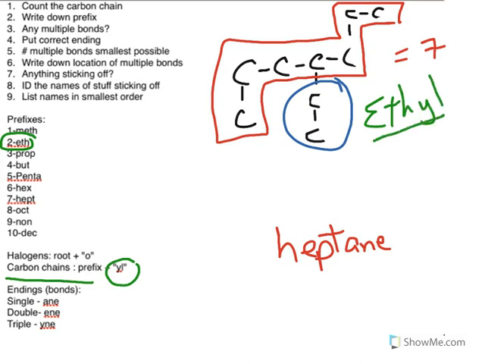And then list the names in the smallest order. So the question is which way is the ethyl group sticking off? So when we number, we find that we could go 1, 2, 3, 4, 5, 6, 7. And if we number it in the opposite way, we still find that it's coming off of the number 4. So this is a 4-ethyl, right? So now let's stick it all together so we get the correct name. And the name would be 4-ethylheptane.